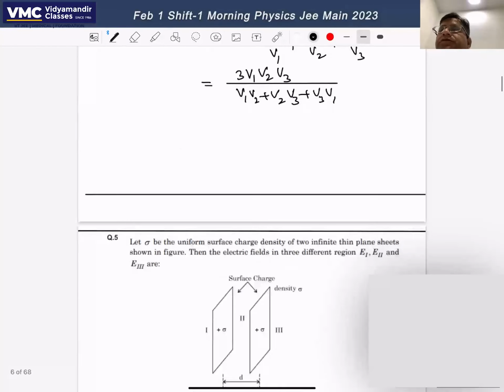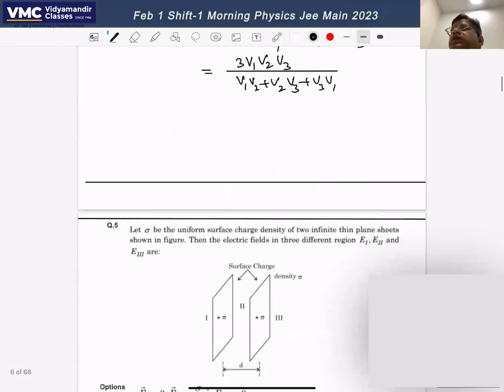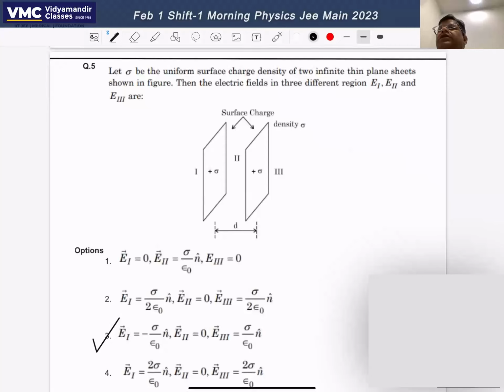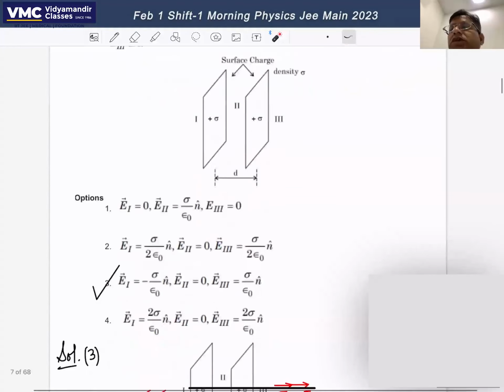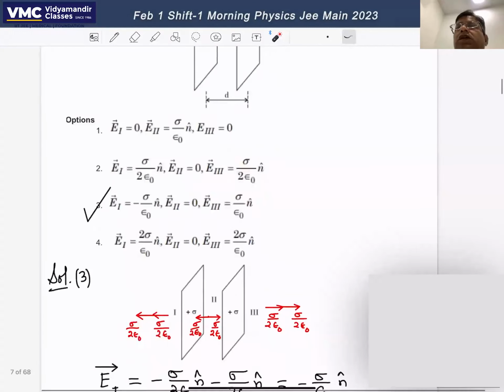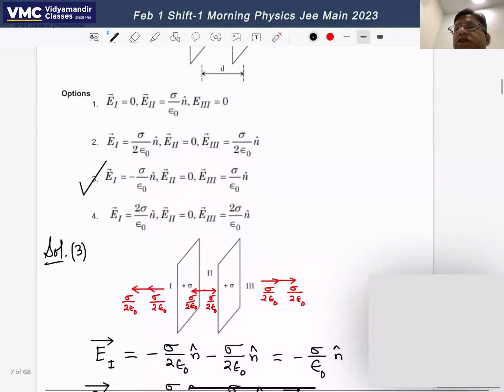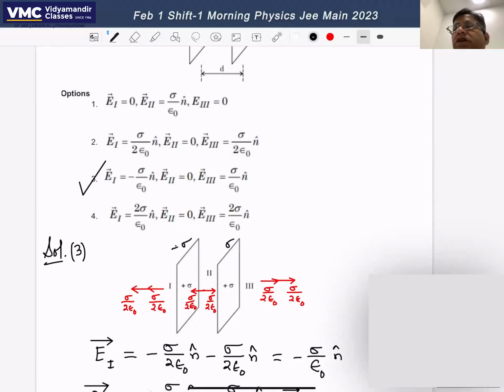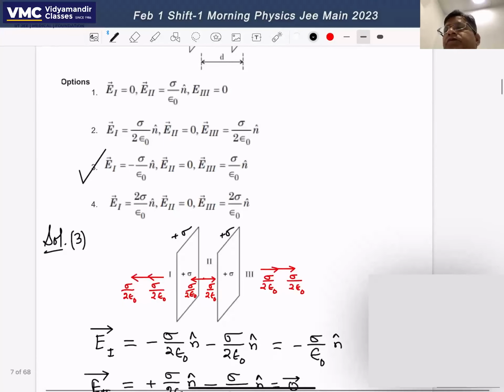Question 5th. Here there are two infinite thin plate sheets. We have to find the electric field in 3 different regions: region 1, region 2, and region 3. So what we see is that the surface charge density sigma is the same for both the plates.